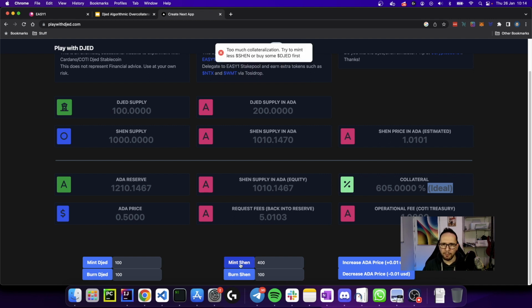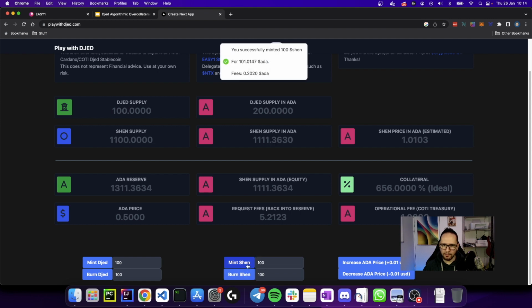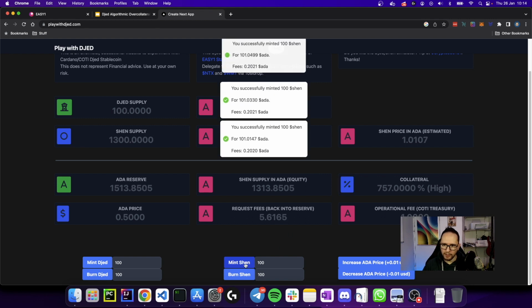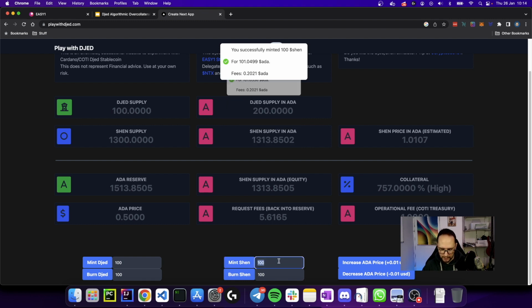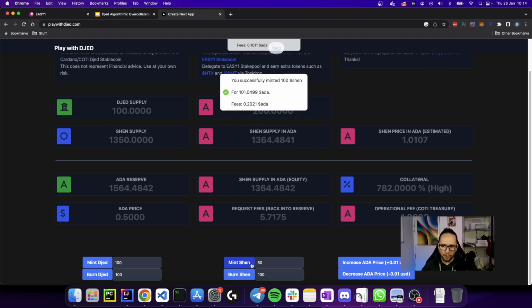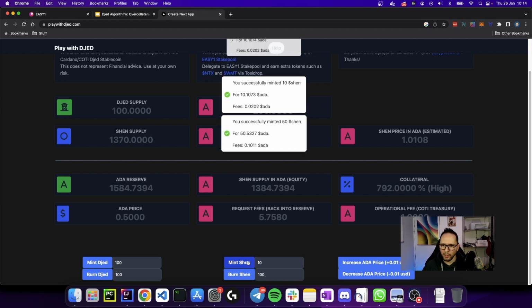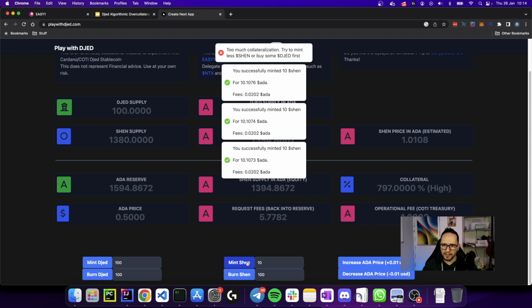Let's say that I keep minting. 400 is too much. Let's start minting like 100 Shen at a time. You can see that we started to go high because I'm only minting Shen and I'm not minting Djed, so the collateral is growing. We are at 782. We go now lower and lower to try to bring it as close as possible to 800%. So 797, and that's it.